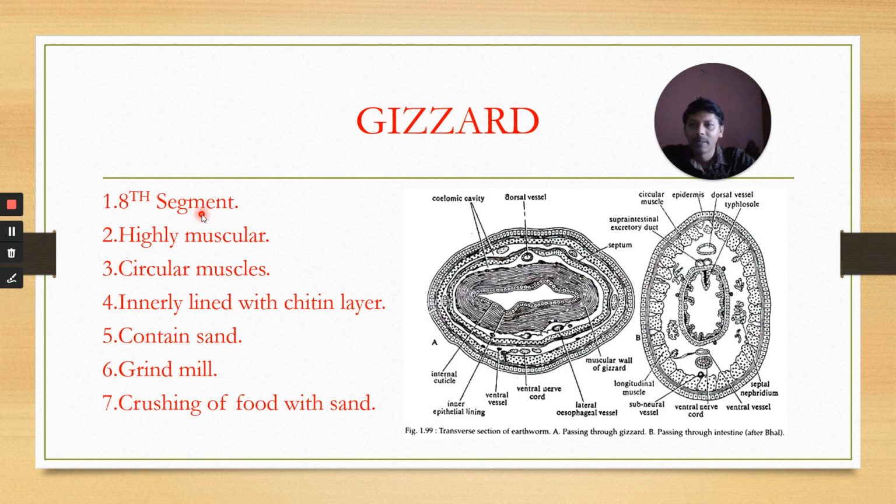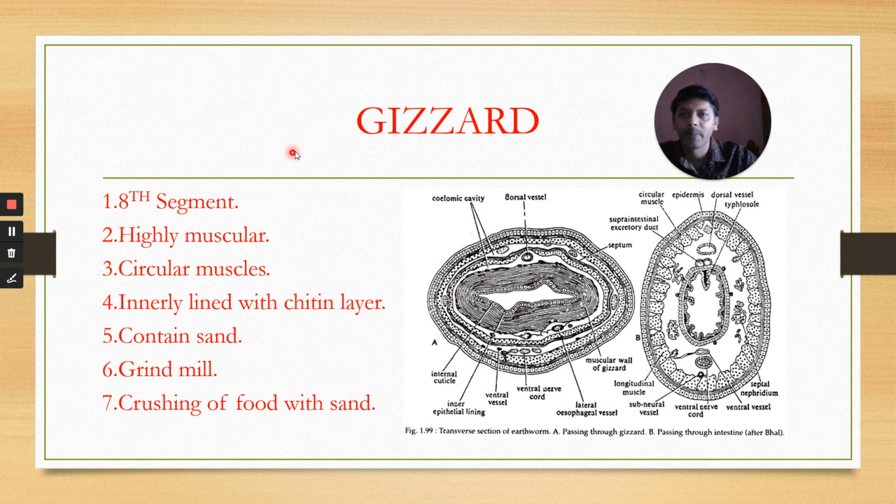Next one is the gizzard. Gizzard is in the eighth segment. Gizzard is also present in cockroach. It is also found in birds. It is highly muscular. You can observe the muscles here. There are a lot of circular muscles present here, innerly lined with a chitin layer. Here you can observe the internal cuticle, and sand particles are also present. It acts as a grinding mill, and crushing of food with the sand takes place in the gizzard.